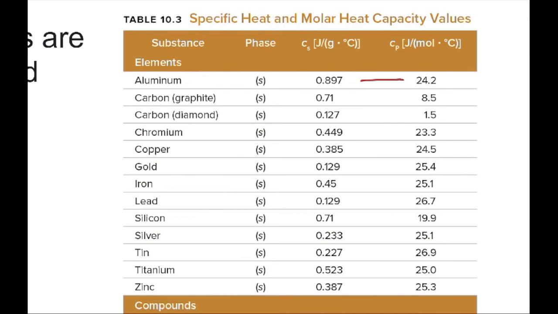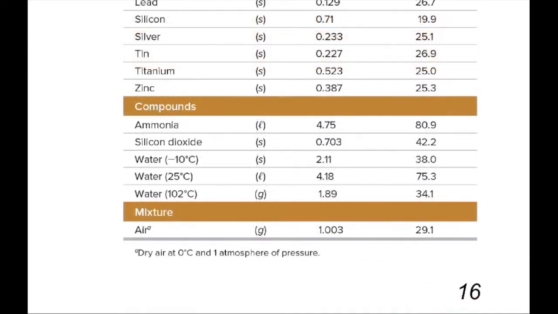All right, so it's going to take a lot more energy to heat up something with a higher heat capacity than it will to heat up something with a lower heat capacity. So the phase differences become most apparent on this table when we look at water, since that's the only one that actually shows 3 different phases. So we have a solid, liquid, and a gas, and you can see that the specific heat of each phase is different, as well as the molar heat capacity of each phase.